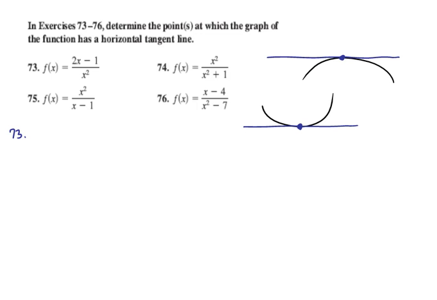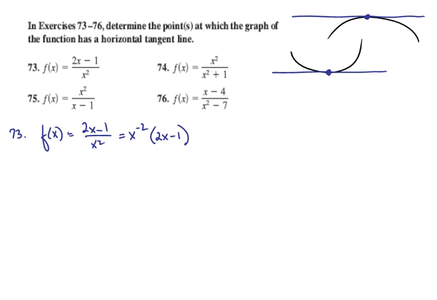In the first example, number 73, f of x is equal to 2x minus 1 over x squared. That's just a simple quotient, and so we're going to use the quotient rule. There might be other ways of doing it as well. For example, I could first rewrite the denominator x squared as x to the negative second times the quantity 2x minus 1, and then multiply that out.